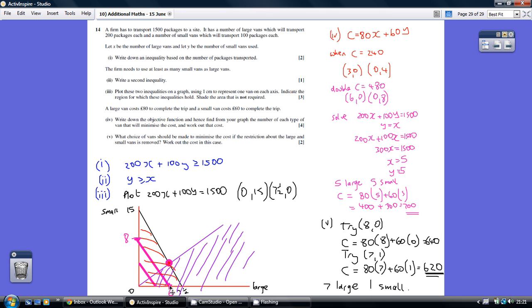The first point I hit, is it here or here? Well, it's going to be here. Can't have 7.5 lorries, so consider the two options: 8 large lorries or 7 large lorries, and then pop in the appropriate costs into the cost function. 7 large lorries and 1 small lorry gives me a smaller total cost, so that is my preferred combination. So 7 large, 1 small.